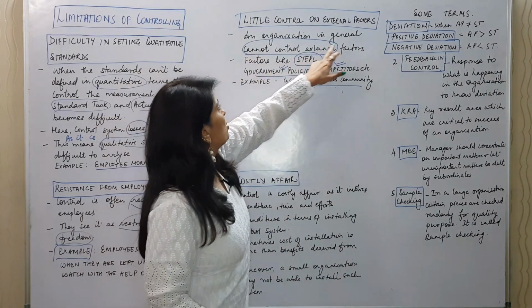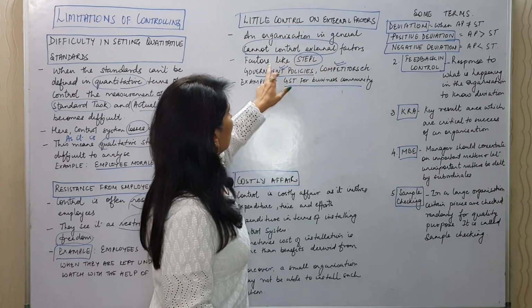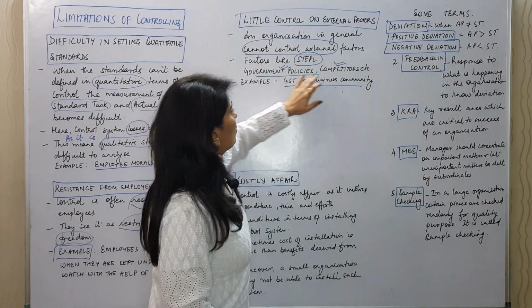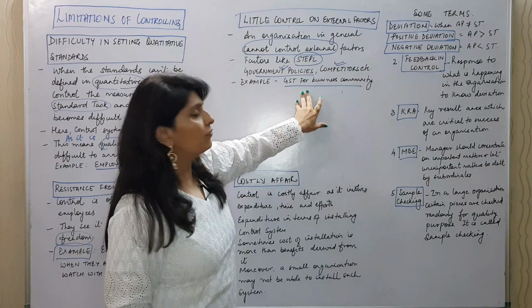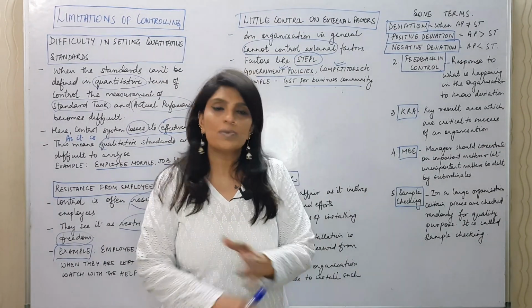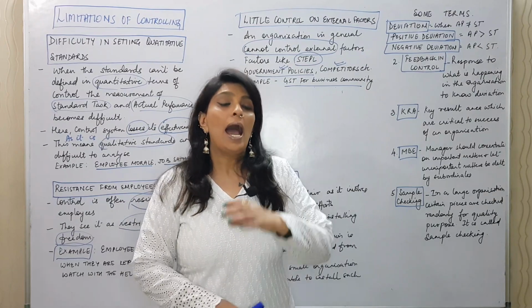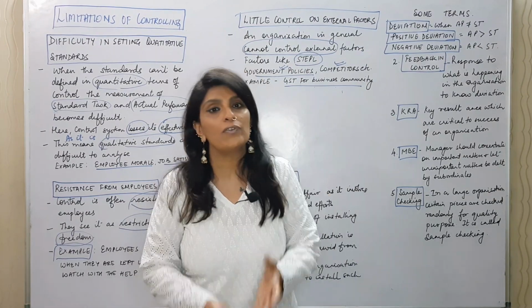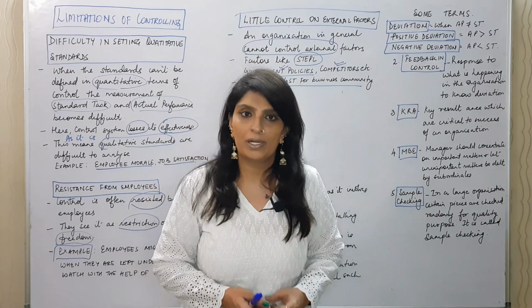So an organization in general cannot control external factors like people, government policies, competitors. For example, GST for the business community. That was a big problem for the business community when GST was imposed, and then demonetization when it happened, that was also a big problem for the business community.